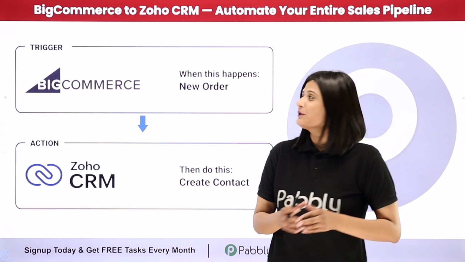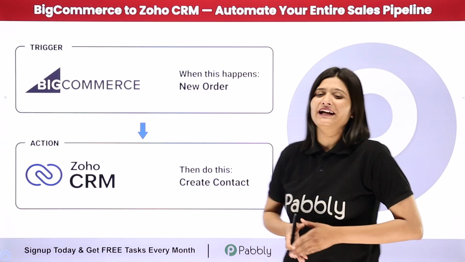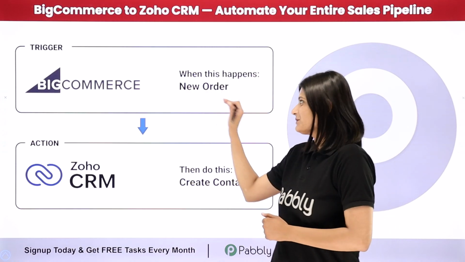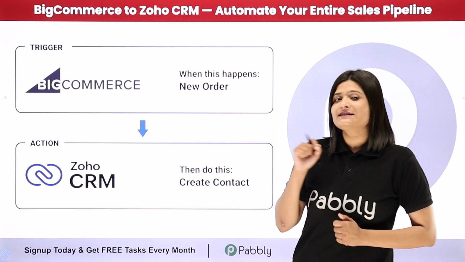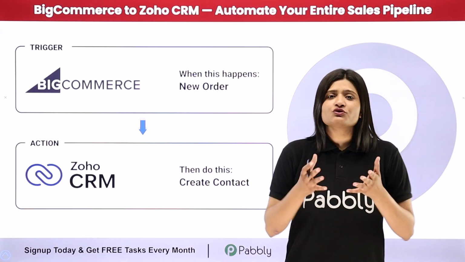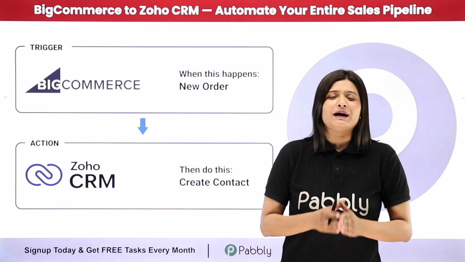In this video, we are going to learn BigCommerce to Zoho CRM: automate your entire sales pipeline. So let's suppose I'm running an e-commerce store and I have a store on BigCommerce. I want that whenever I receive a new order, I should automatically create this as a contact in my Zoho CRM. Now doing this manually will consume a lot of my time, and that's why I'm completely going to automate this entire process using Pabbly Connect.